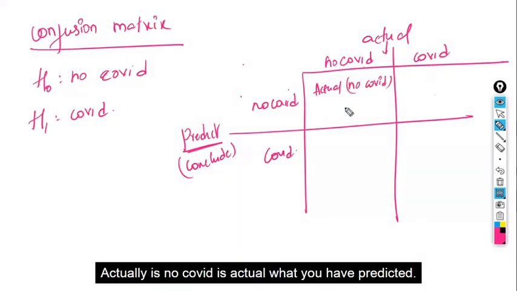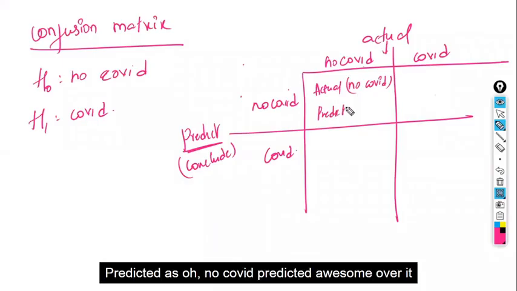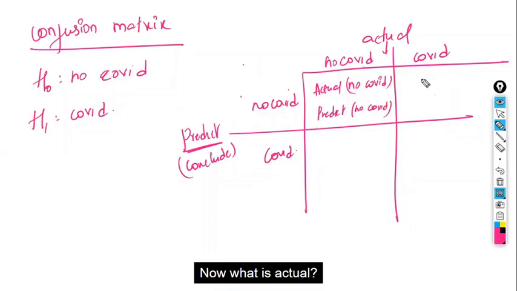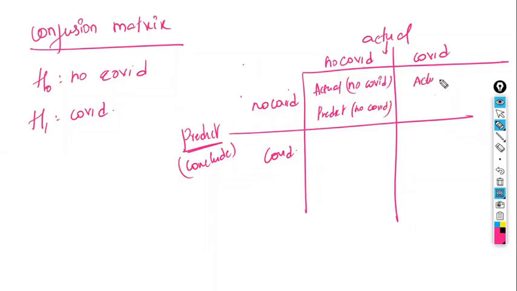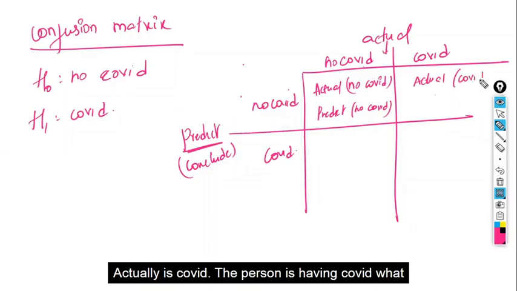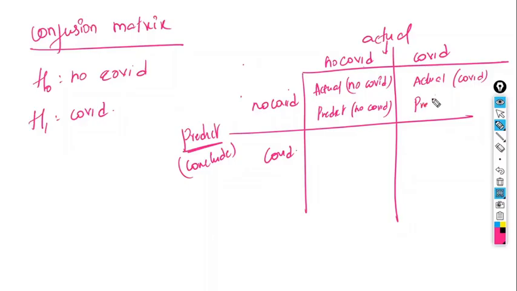What have you predicted? Predicted as no COVID. Predicted also no COVID. Done. Now, what is actual? Actual is COVID. The person is having COVID. What have you predicted?